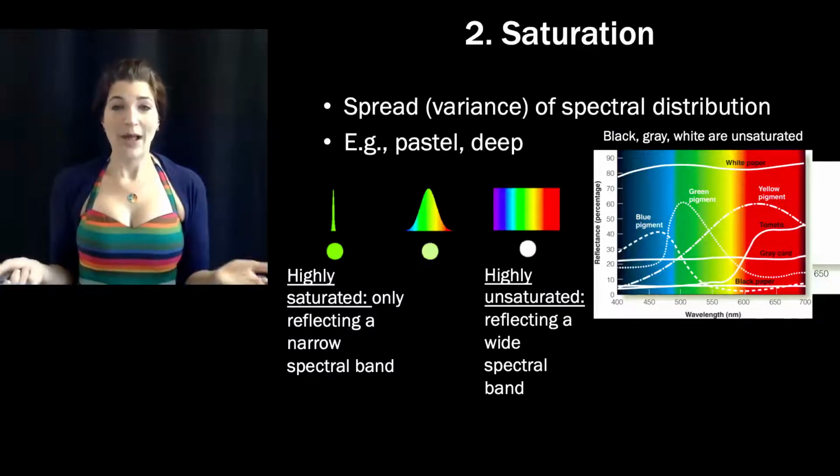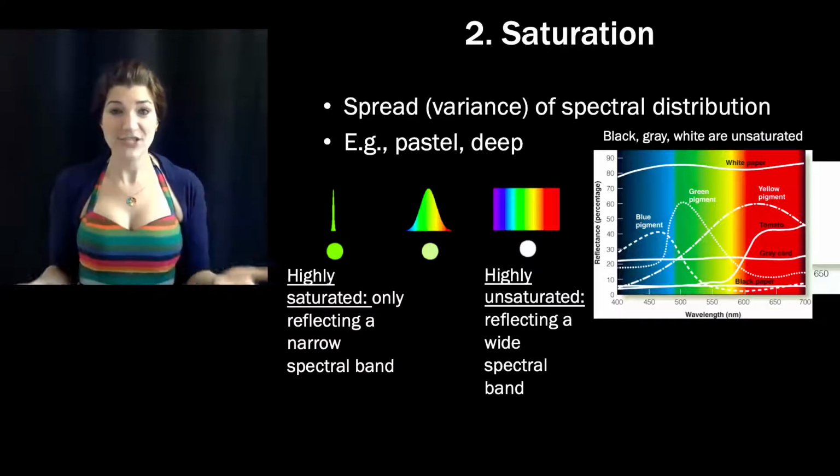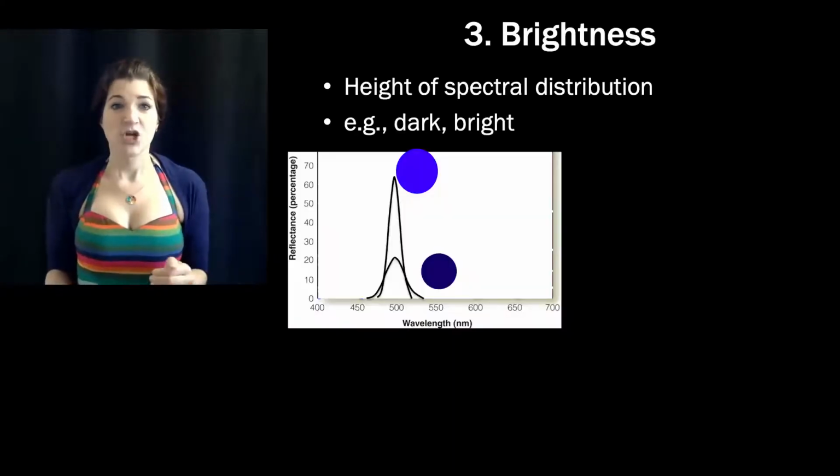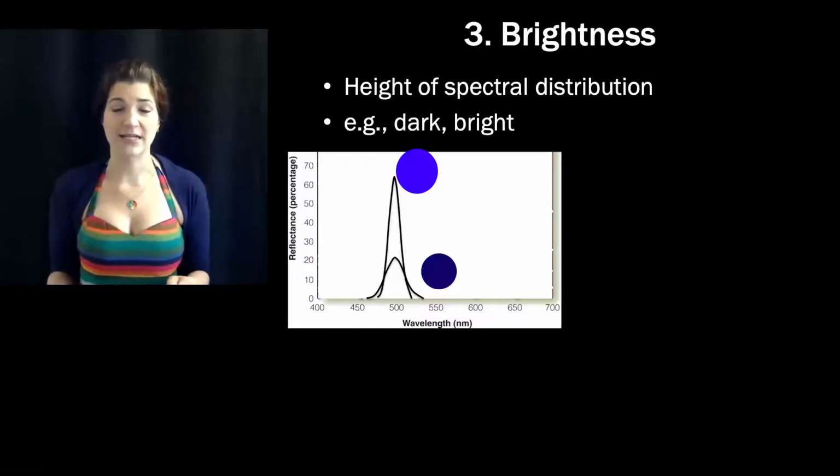So if black, white, and gray are all reflecting all wavelengths, what differentiates them is brightness. So brightness has to do with the amount of light that's being reflected. So we represent this as the height of the spectral distribution.